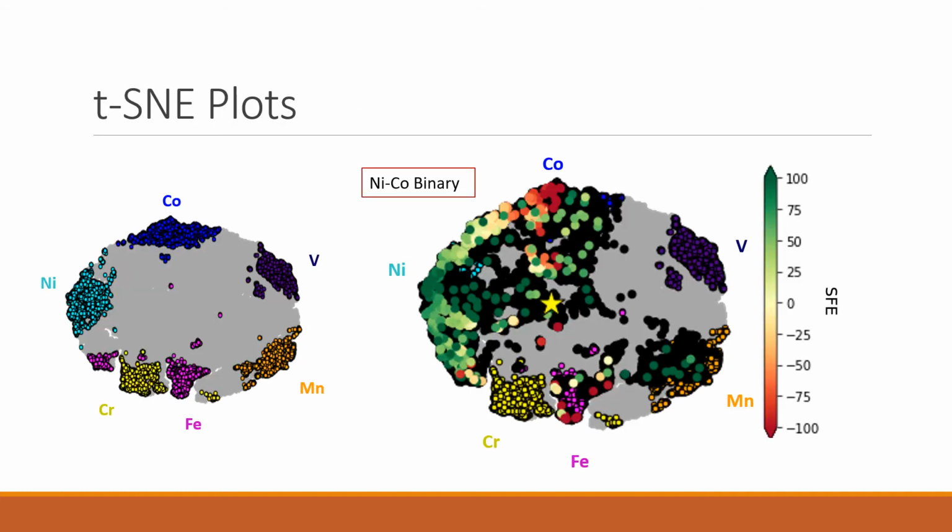Here's what our t-SNE plots look like. On the left, I have the background by itself. This consists of a collection of points, not necessarily part of the SFE dataset, but simply points used to construct the background. Compositions with the majority element are plotted with the color corresponding to the label. For example, the compositions with the majority of nickel are plotted in cyan.